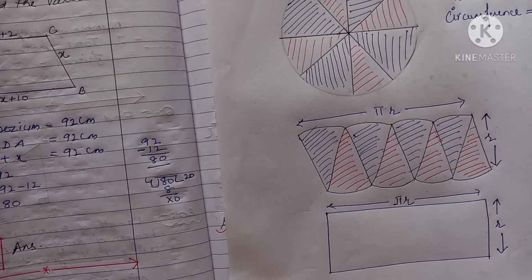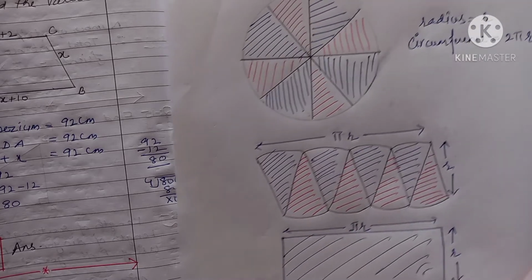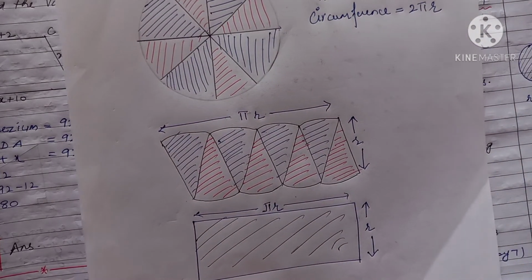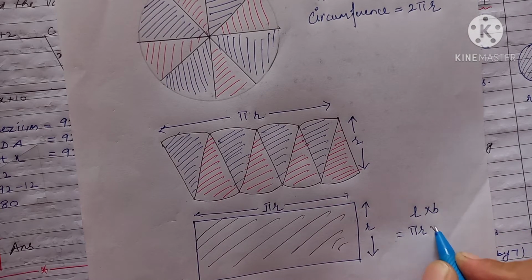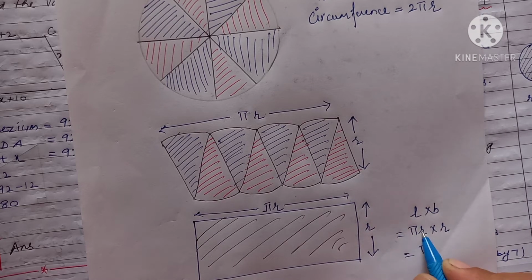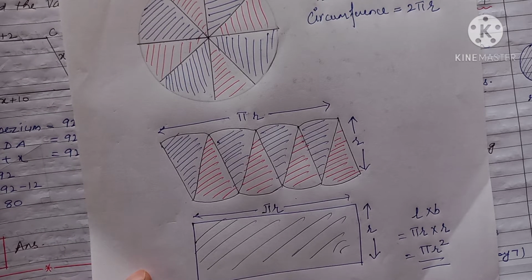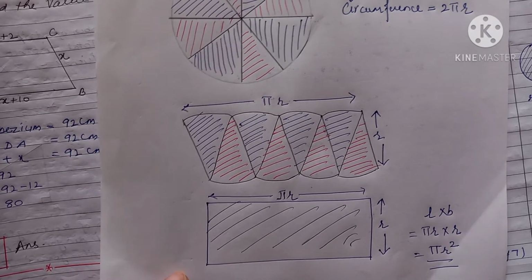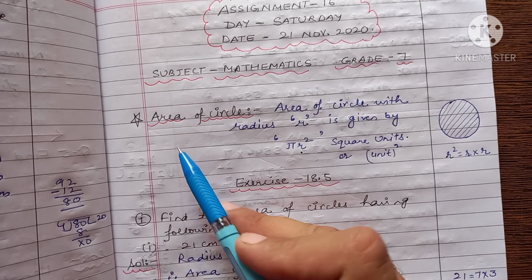So in this way we will obtain one rectangle, and we know that area of rectangle is length into breadth, L into B, and L is pi r and B is r. So pi r into r, when we multiply r two times, it is r squared. So in this way we obtain the formula for area of a circle. So area of a circle with radius r is equal to pi r squared. We will use this result in solving the problems based on area of circle.